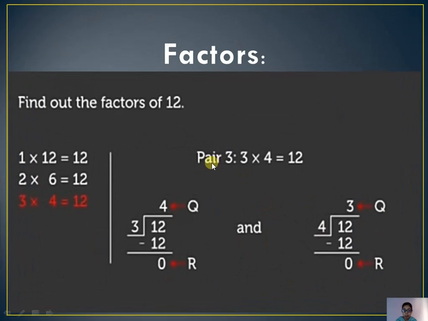Now in the third pair, 3 multiplied by 4 is equal to 12. On dividing 12 by 3, we get the quotient 4 and remainder 0. And on dividing 12 by 4, we get the quotient 3 and remainder 0. In this also the remainder is 0. It means 12 is completely divisible by 3 and 4.